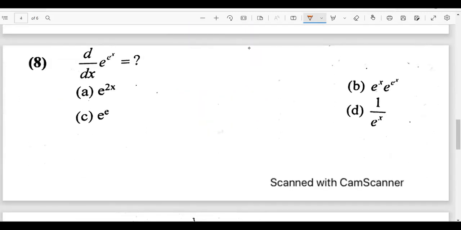Okay. Now you need to differentiate e to the power ex. So we'll get e to the power ex into the derivative of ex. Okay, is it b? Very good, excellent. This thing would come as it is, and the derivative of the power would be e to the power x. Very good.